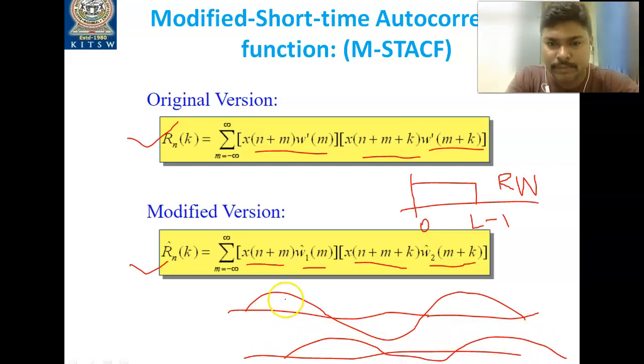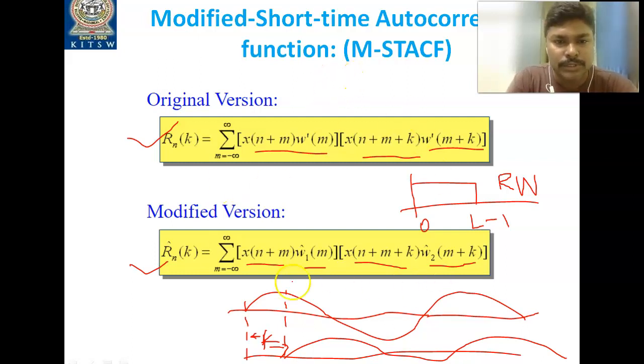So clearly we can identify the difference. It is shifted by k samples. The first one is x of n plus m and the second one is x of n plus m plus k, which is shifted by k samples. That is the way you need to understand it. If you take a sinusoidal waveform like this, we can easily understand.